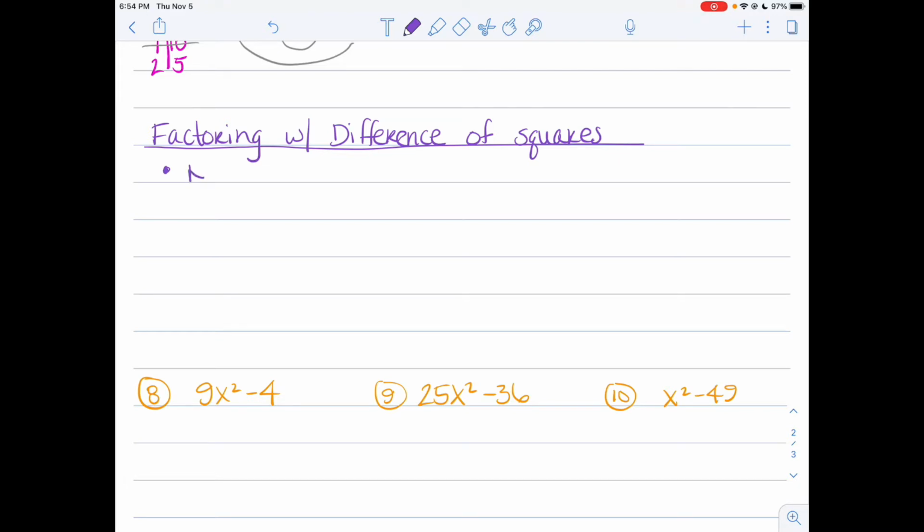So the first thing is that I have no bx term. So that middle term in the ax squared plus bx plus c doesn't exist, which must mean that the b value is 0. If that's the case, if I only have 2 terms, the front term and the back term, then what I want to do is look for a subtraction sign.